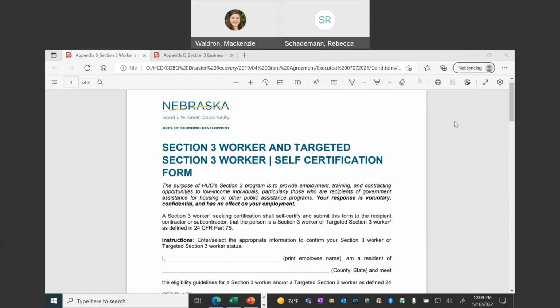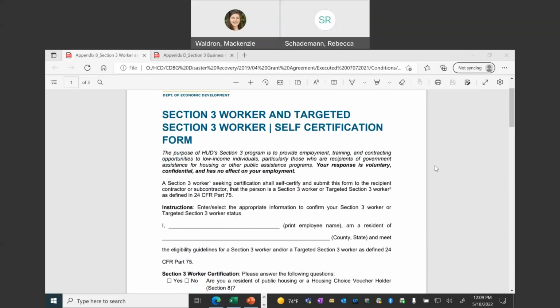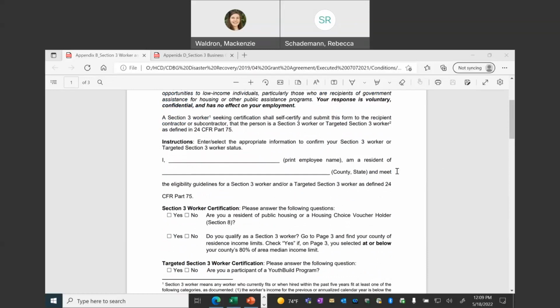Next up, we have the Section 3 worker and targeted Section 3 worker self-certification form. So the worker would fill this out and complete this information. They would identify their name and also their county of residency. And then they would indicate with check marks on the following questions. So we're going to first figure out the Section 3 worker certification.